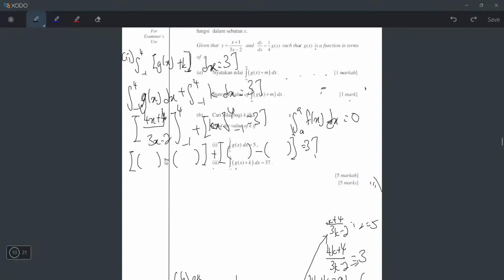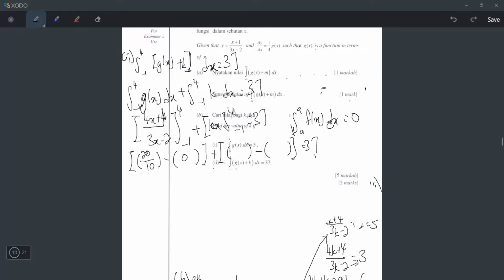Okay, all right. So you will substitute, this bracket is for you to substitute 4, this bracket is for you to substitute negative 1, and then in the middle have to minus. 4 times 4 is 16 plus 4 is 20, 3 times 4 is 12, 12 minus 2 is 10, negative 1 times 4 is negative 4, negative 4 plus 4 is 0. 0, okay, if the top is 0, then 0 divided by anything is 0 already. So that's why just write 0.